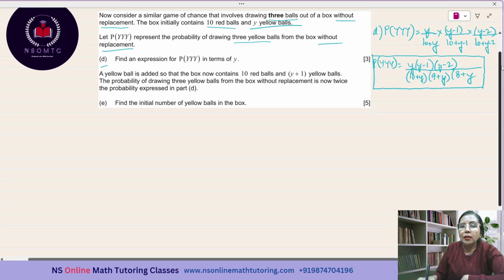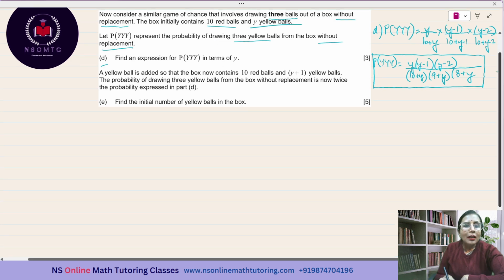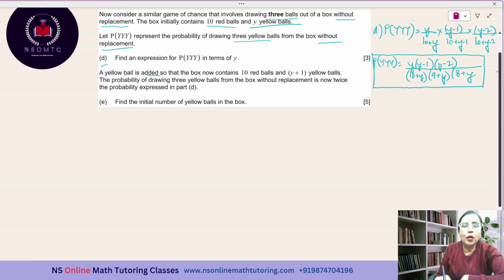Okay, we have answered subpart D. Coming to subpart E: a yellow ball is added so that the box now contains 10 red balls and y plus 1 yellow balls. The probability of drawing 3 yellow balls from the box without replacement is now twice the probability expressed in subpart D. Subpart E's question is: find the initial number of yellow balls in the box. It is worth 5 marks.